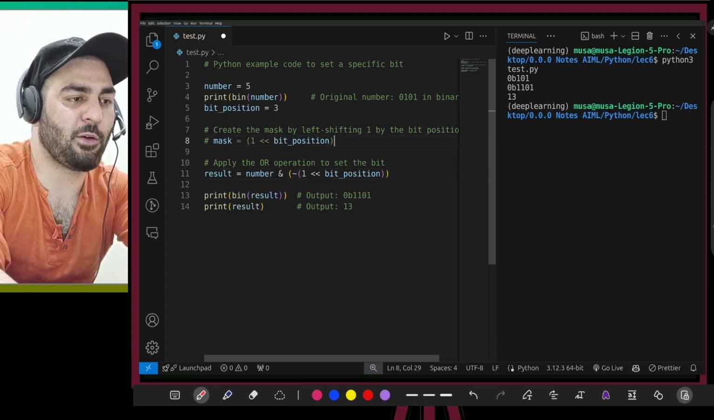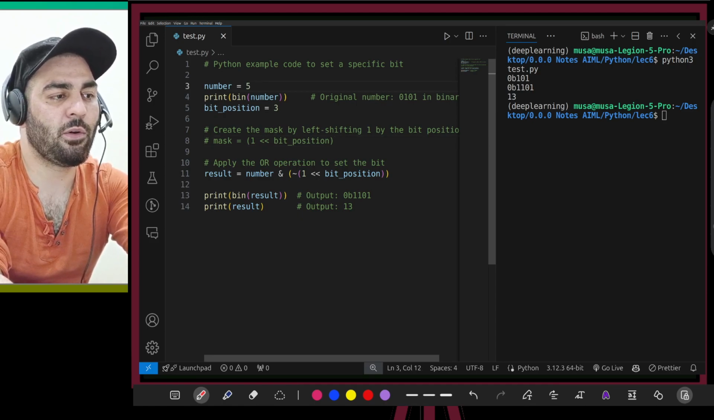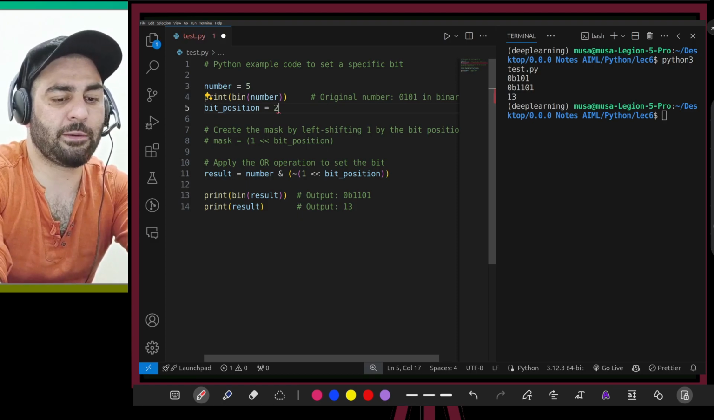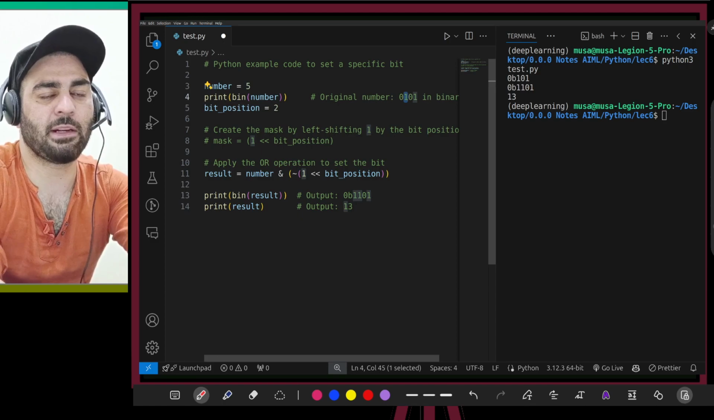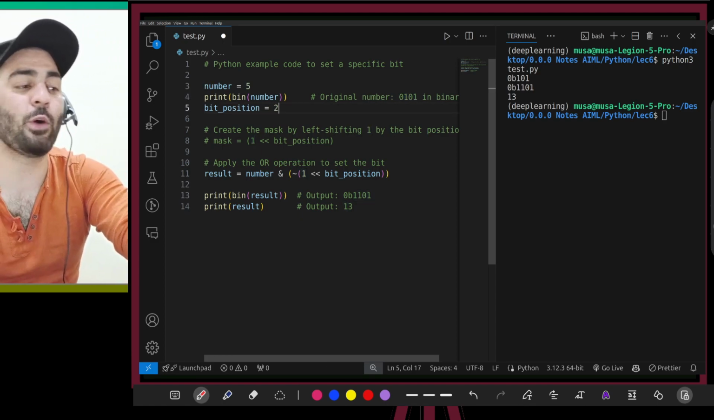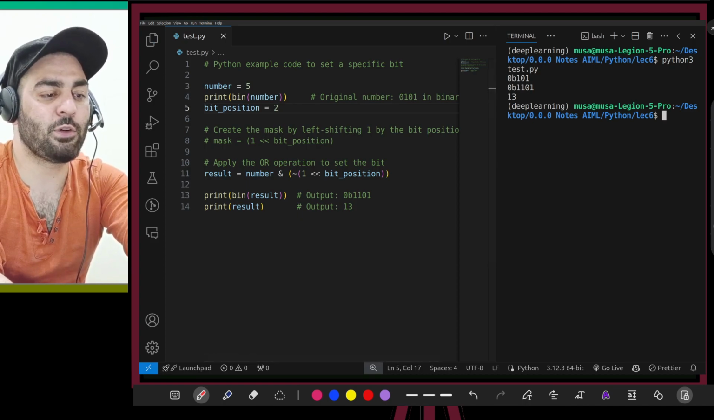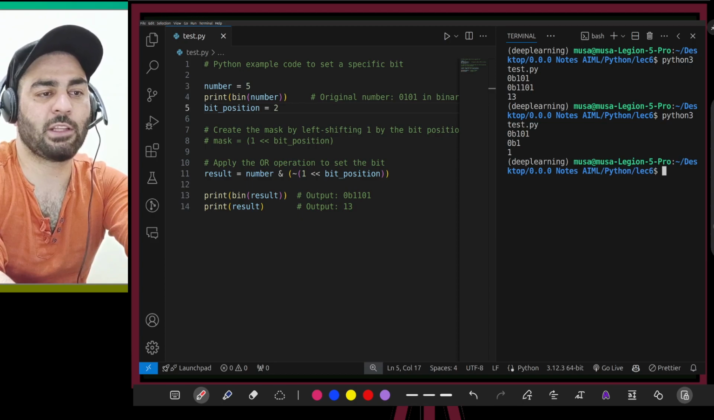Now this mask can be used. Let's suppose I want to unset the second bit, because this is 0 1 0 1, with bits numbered 0, 1 and 2. I want to unset that. The number I want to get is 0 0 0 1. And now let's run this code. If I run it, you can see it clearly over here.